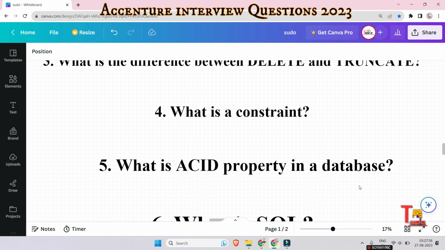Actually, the full form of ACID is atomicity, consistency, isolation, and D is durability, right? You have to elaborate all the terms of ACID, right? Atomicity states each transaction is all or nothing. If one part of the transaction fails, the entire transaction fails, right? And C is consistency, it states that data must follow all validation rules. A transaction never leaves the database without being completed, right?